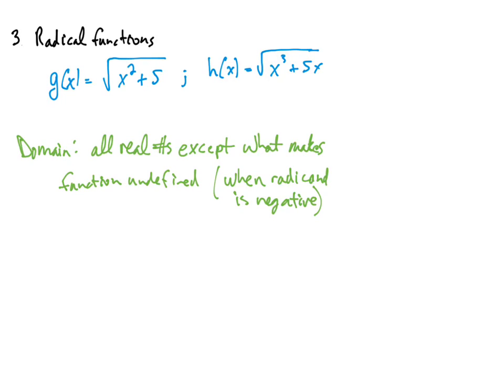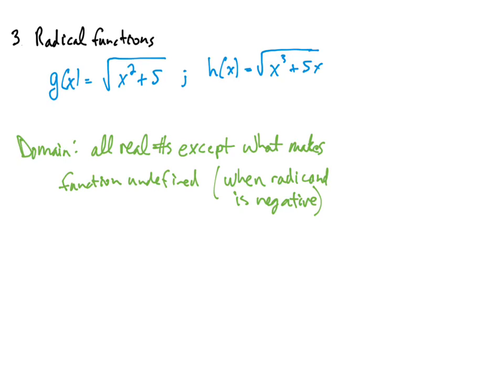Similarly to a rational function, the domain of a radical function is all real numbers except what makes the function undefined. So we want to avoid whenever the function will be undefined, and for a radical function to be undefined, this is when the radicand is negative. So we need to figure out what makes the radicand negative, and that is what is not in the domain, and everything else is in the domain.